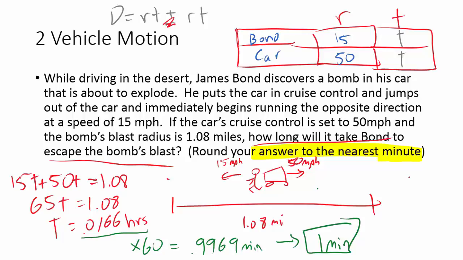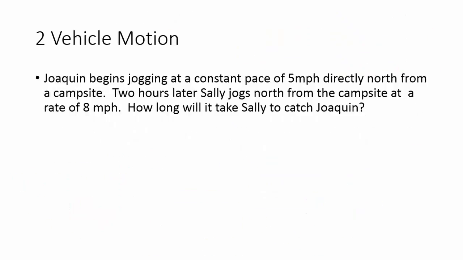If it's got less than that, he's going to be in a little bit of trouble. All right, so that's a first example. Next one. Joaquin begins jogging at a constant pace of 5 miles per hour directly north from a campsite. 2 hours later, Sally jogs north from a campsite at a rate of 8 miles per hour. How long will it take Sally to catch Joaquin?